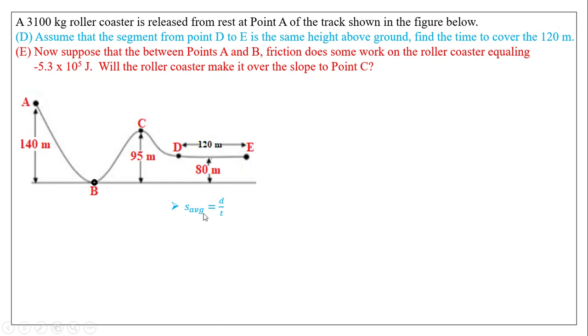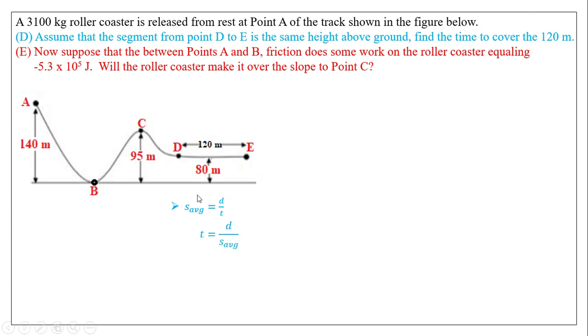You can use this function because I know that once the roller coaster gets to point D, it stays at the same height, and because it's frictionless, the roller coaster is not going to speed up nor slow down. So it's moving at a constant rate. Because it's moving at a constant rate, I can use the average speed function. You have to make sure you apply physics correctly here. I'm using this because I know it's frictionless, so it's not speeding up nor slowing down, so it's moving at a constant velocity.